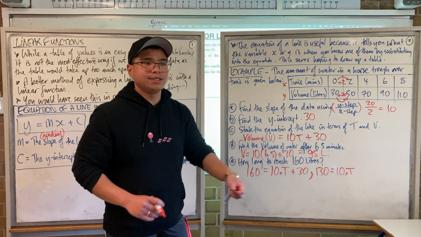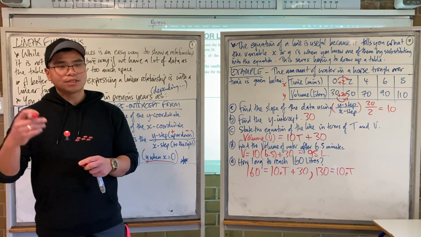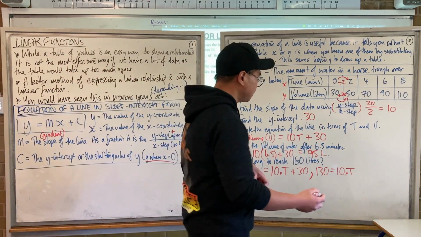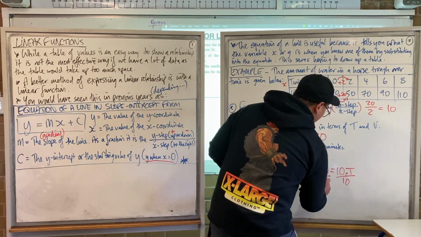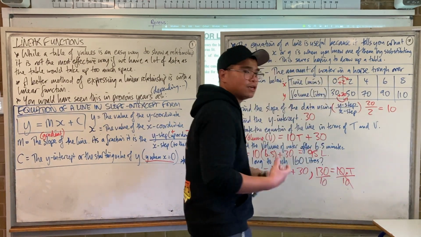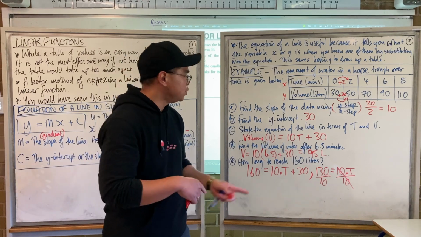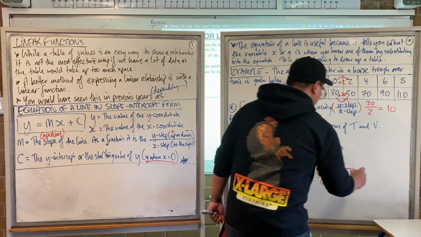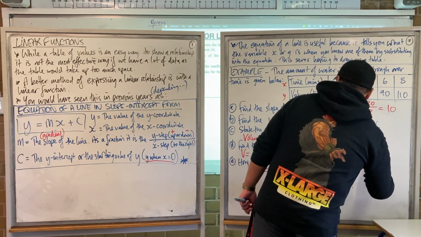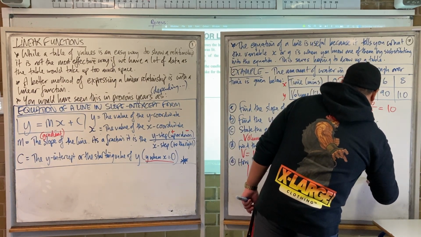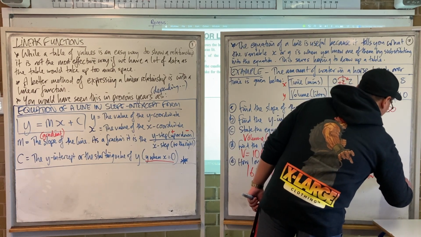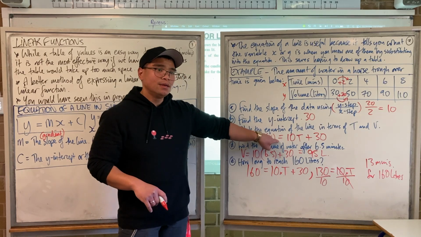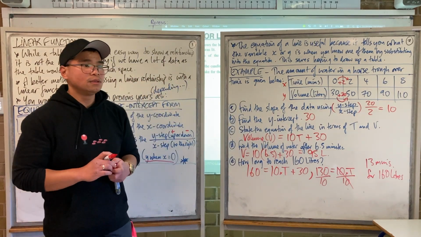What is the 10 doing to the t? Good. What is the opposite of timesing by t? Good. So if I want to know what t is, I divide both sides by 10. 10 is going to go away. 10 divided by 10 is 1. That leaves me just t. So what's 130 divided by 10 going to be? Good. So 13 mins for 160 litres. Does that also, once again, show you why this is better than the table?